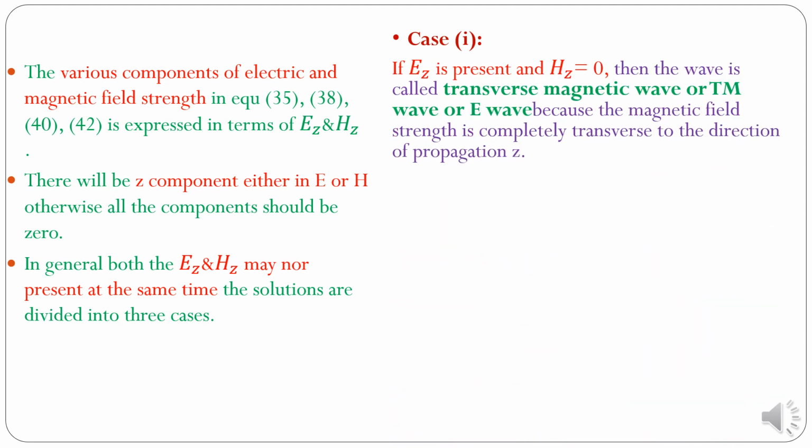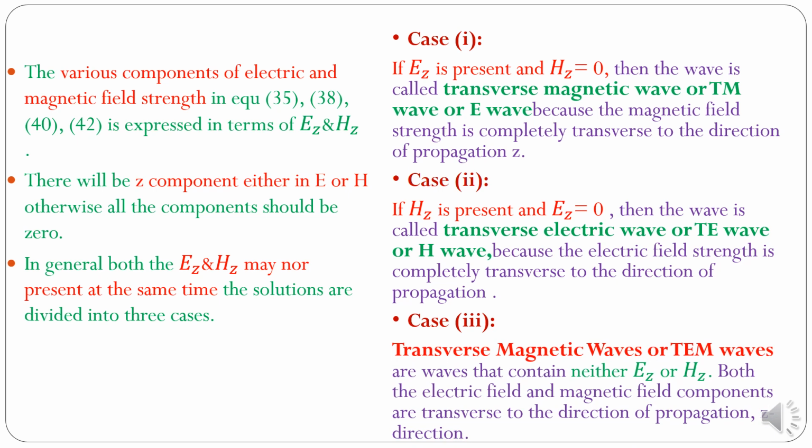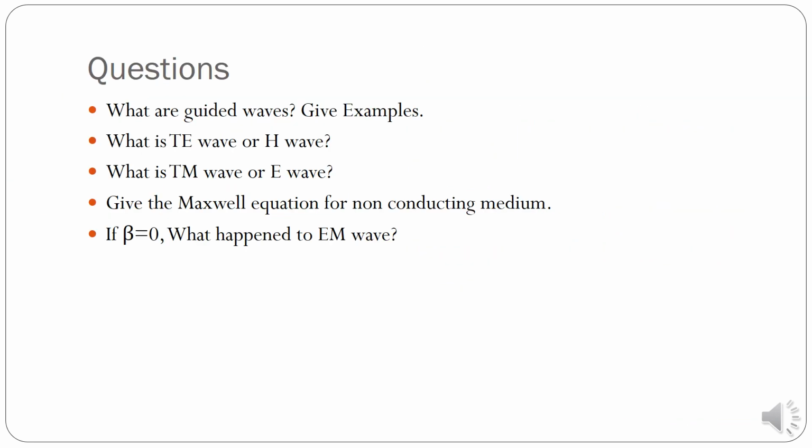There are three cases. If Ez is present and Hz is equal to 0, the wave is called a transverse magnetic wave. If Hz is present and Ez is equal to 0, then it is called a transverse electric wave or H wave, because the electric field is transverse in this propagation. For the transverse electromagnetic wave, the waves contain neither Ez nor Hz, so both the electric field and magnetic field are transverse to the direction of propagation.